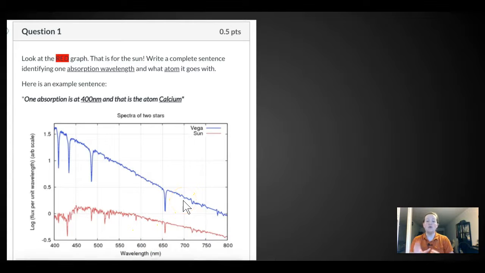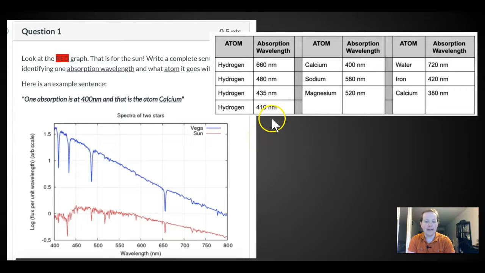Okay, now here's what your activity is going to be. There are two stars. One of them, look right here, red. That's the sun, our sun outside. Look at these absorptions. You're going to look at three, like here's one, maybe here's two, maybe here's three. You're going to look for these absorptions, these drops, and identify the wavelength. And once you know the wavelength, on Canvas, you're going to see this table.